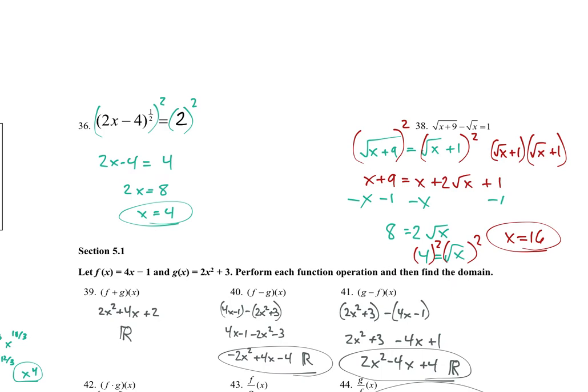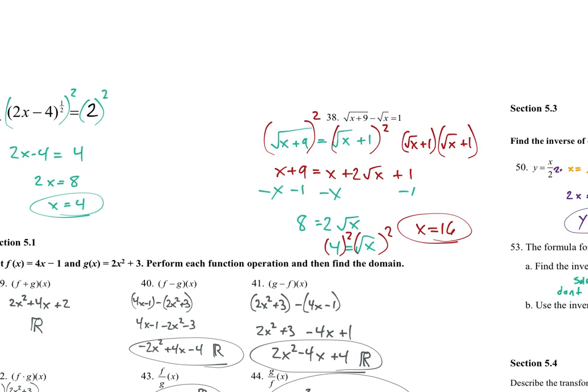So up here for 36 and 38, same concepts. What makes 38 tricky though is that we can't isolate all the square roots at the same time. So we instead have to, I isolated the square root of x plus 9 first, squared both sides, which turned the right-hand side into square root of x plus 1 times another square root of x plus 1. And then I continued on through the process of getting it isolated.